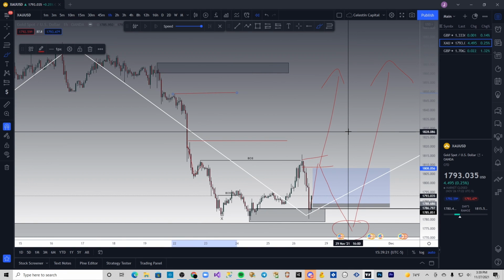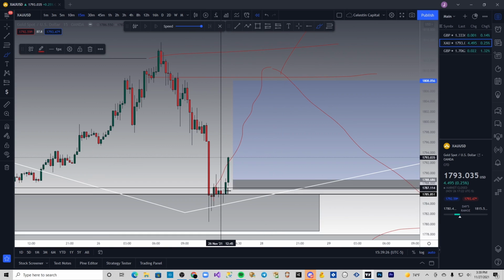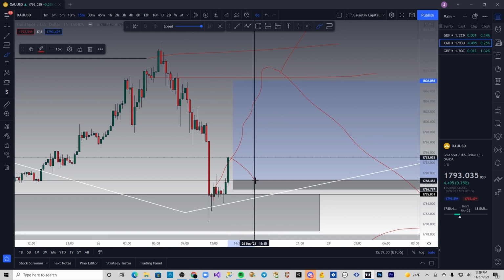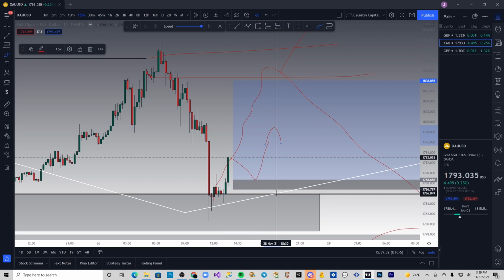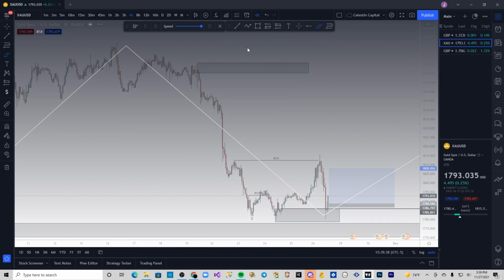So for gold, I'm looking for bullishness. I'm looking for it to retrace back into this demand zone over here, looking to get this entry right over here. Boop. Continue to the upside. So that's my outlook for gold and GU. And let's take a look at one more, which is GCAD.